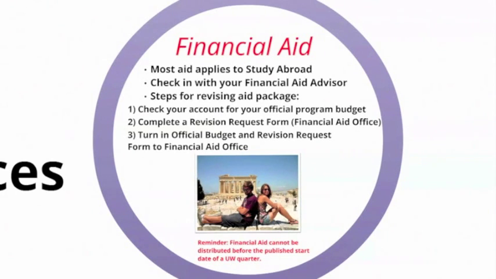Check your study abroad account for your official program budget. It should be under your attached documents. If you don't see it, send an email to your study abroad advisor. Then complete a revision request form available from the financial aid office. Turn both of these forms into financial aid, and they'll revise your aid accordingly. Remember, financial aid cannot be distributed before the published start date of a UW quarter. So if you're going on a program that leaves before that start date and you're planning on using financial aid to support yourself, make sure you've got a plan.